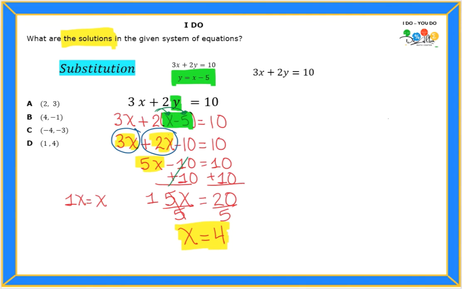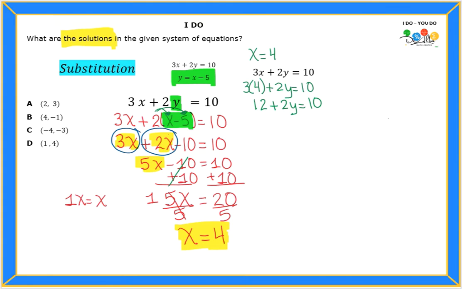Since I need to find the value for y, notice how my problem will be replacing only the x. Okay, so I will replace 3 times 4. My y still stays as a 2y because that's my unknown. So 3 times 4 is 12 plus the 2y equals 10. So notice how now the unknown that I'm looking for is actually the y.